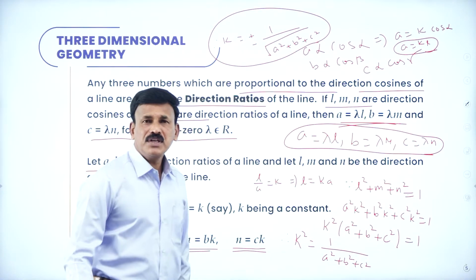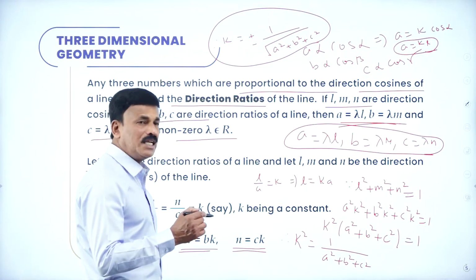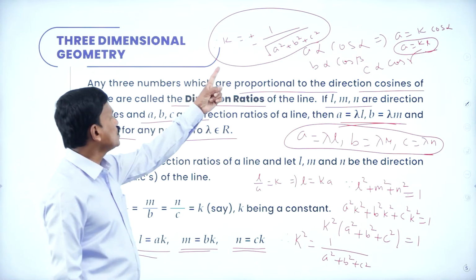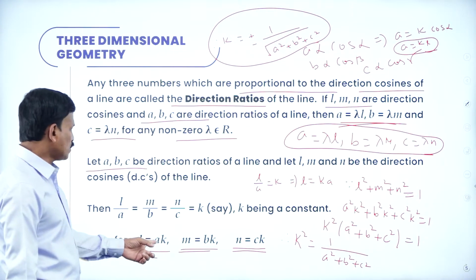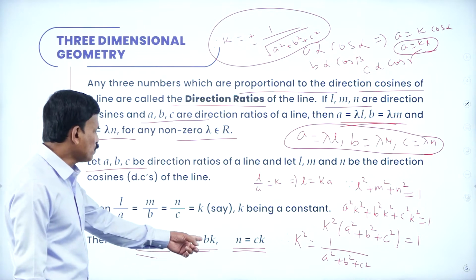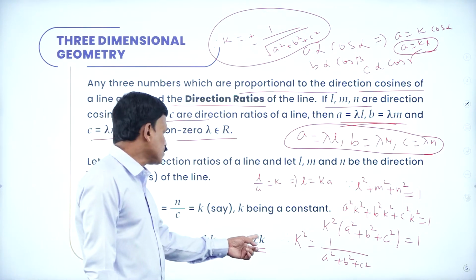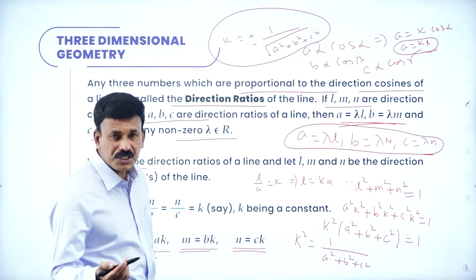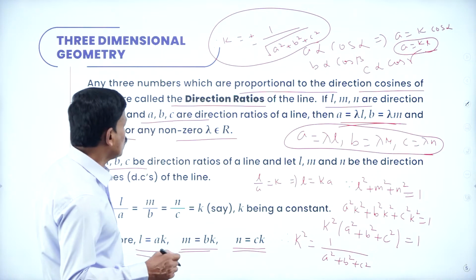Now, if a, b, c are the direction ratios, then the direction cosines l, m, n of the line are given by: l is equal to a by k. What is k? k is equal to plus or minus 1 by root of a square plus b square plus c square. So l is equal to plus or minus a by root of a square plus b square plus c square, m is equal to plus or minus b by root of a square plus b square plus c square, and n is equal to plus or minus c by root of a square plus b square plus c square.